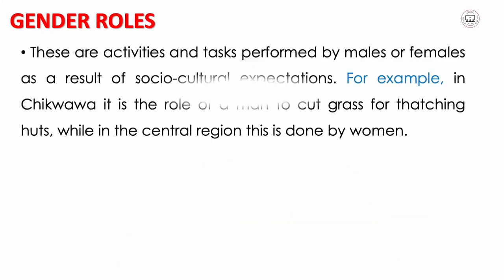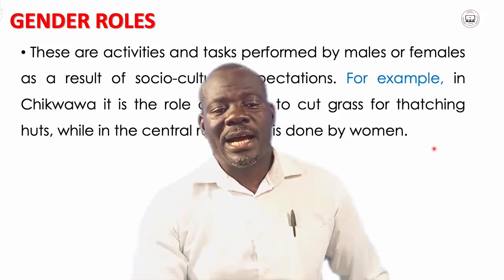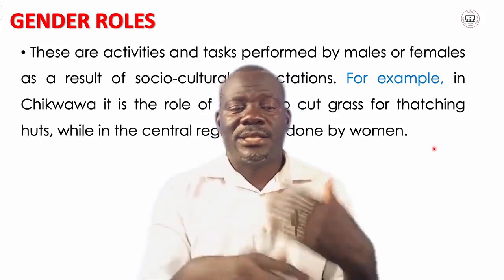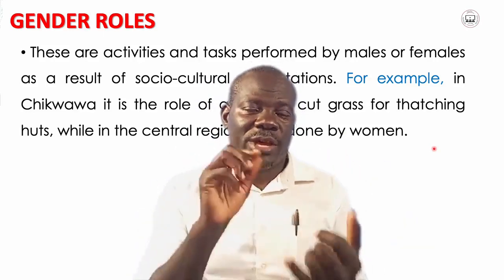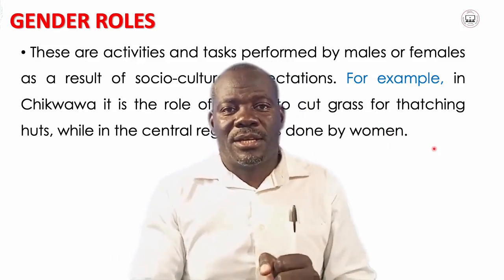Now let's look at the gender roles. Gender roles are activities and tasks performed by males or females as a result of social and cultural expectations. For example, here in Chikwawa, it is the role of a man to cut grass for thatching huts, while in the central region it is done by women, or sometimes even in the northern region. So we see here the gender roles. They are activities or tasks performed by males or females as a result of the expectations of the society. We have given an example of cutting grass to thatch the house.